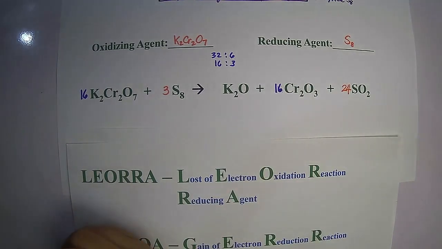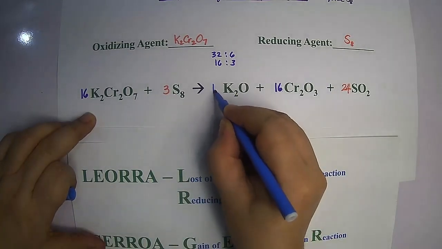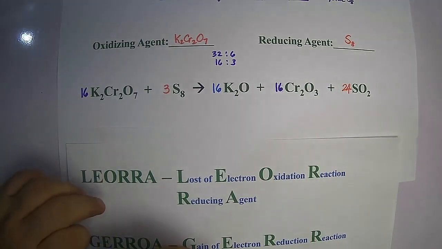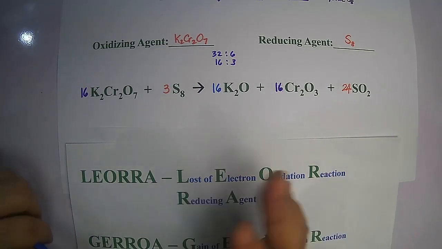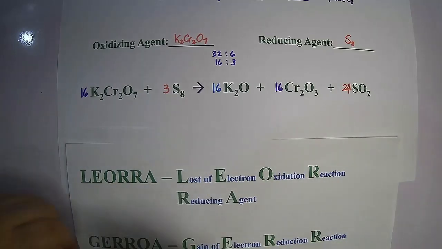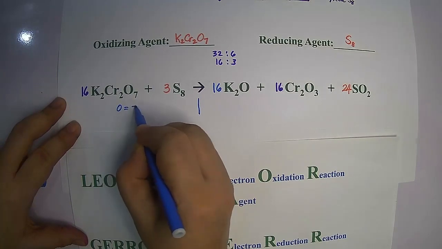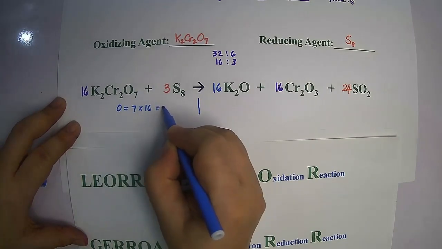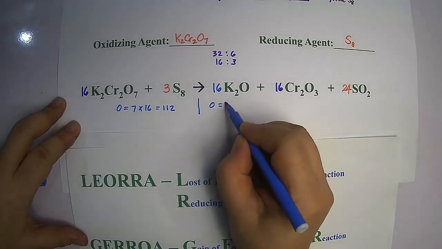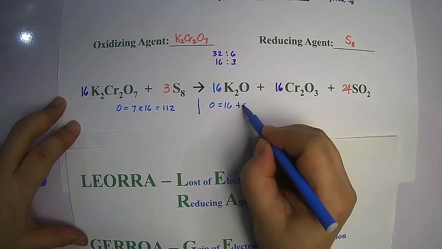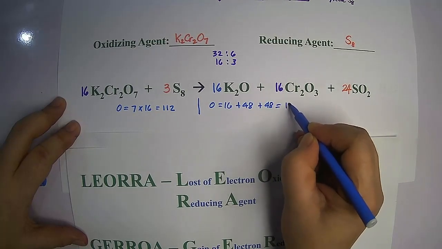The next step, we balance the remaining metal, which is potassium. So we add 16 here as well. We don't have an ion, so we don't have hydrogen. So the next is oxygen. We have oxygen here, 7 times 16, that is 112. On the other side, oxygen is 16 plus 48 plus 48, and that gives you 112.